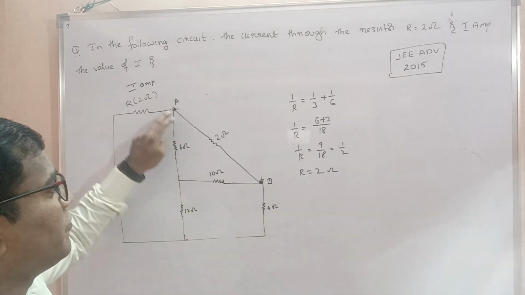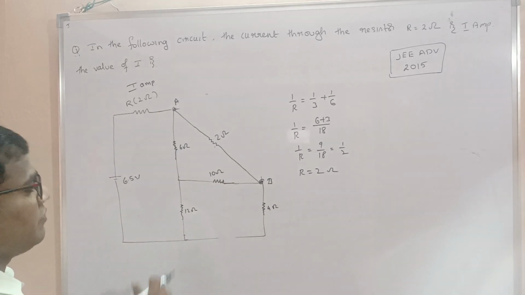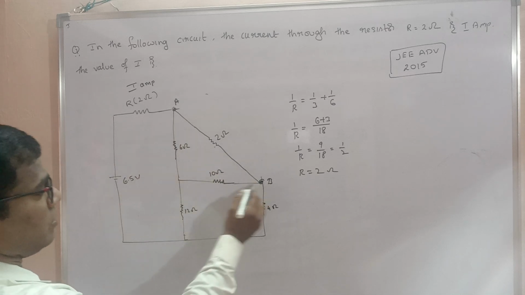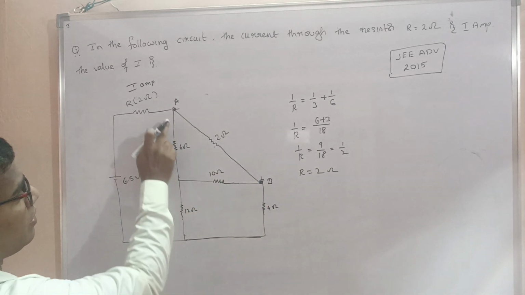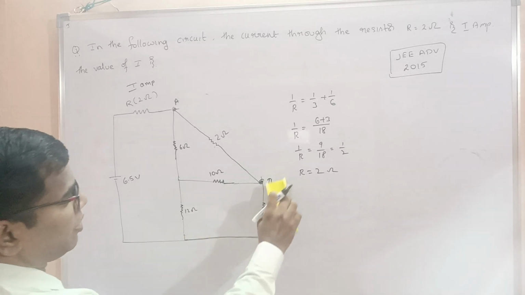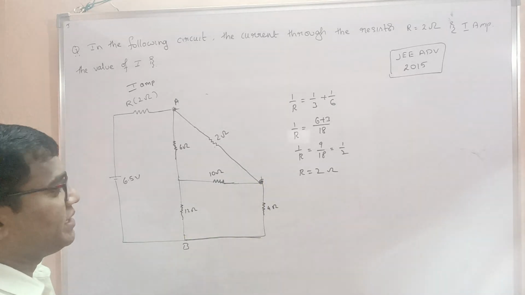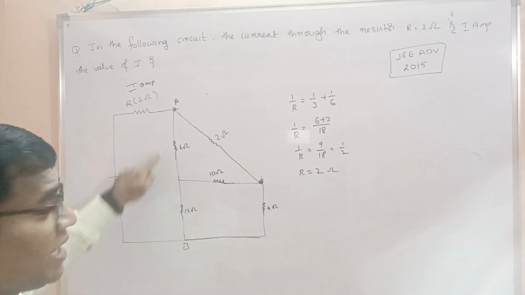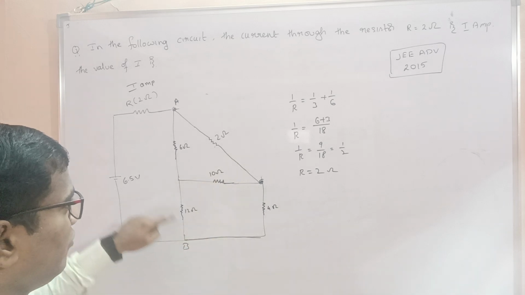Clear? I modified in between A and B. Now again, if you are observing here, see this one. Again, now I am considering point A and point B here. Point A, point B. Here, if you are observing this one again, it seems to be a Wheatstone bridge.